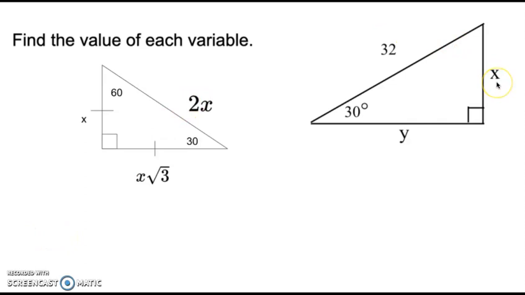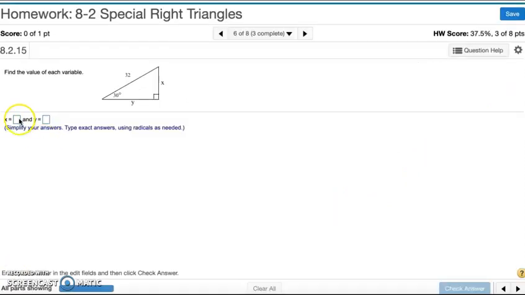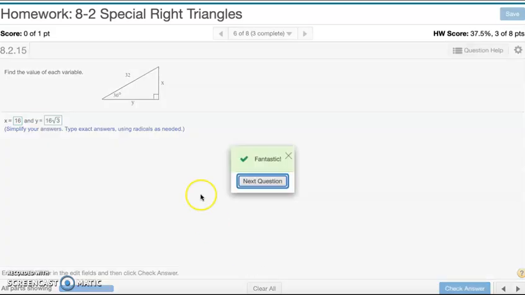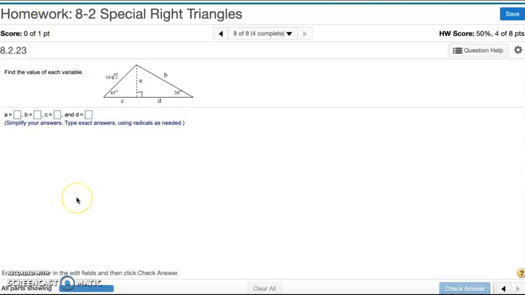So the smallest side is half the measure of the hypotenuse, so we divide 32 by 2, and we get 16 for x. To find y, I take what I got for x, 16, and put radical 3 next to it. And that would be y, 16 radical 3. So let's type it in. So x is 16, and y is 16 square root 3. And that's number 6.